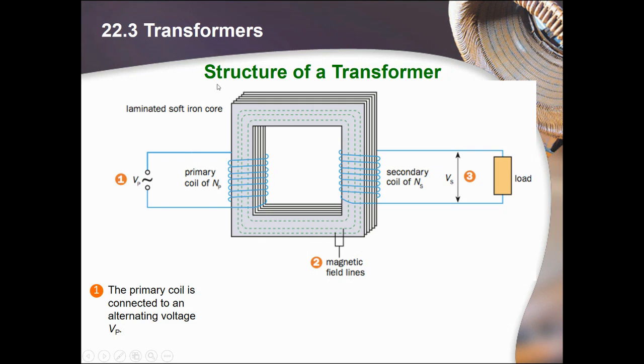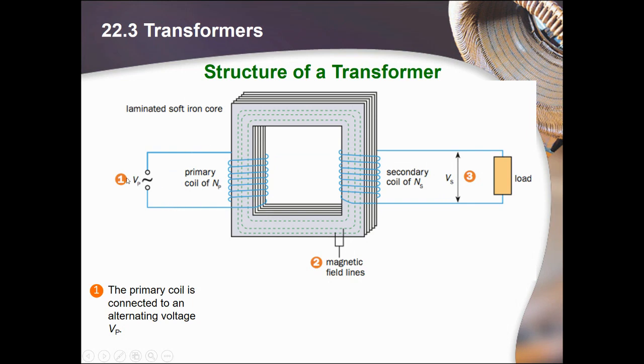Let's go through it again. How does it work? Number one, there's a primary coil, and the primary coil is connected to an alternating voltage. Why do I connect it to an alternating voltage? For an alternating voltage, the current flows in one direction at one time, and then flows in the other direction at another time. This will help to create a changing magnetic field.